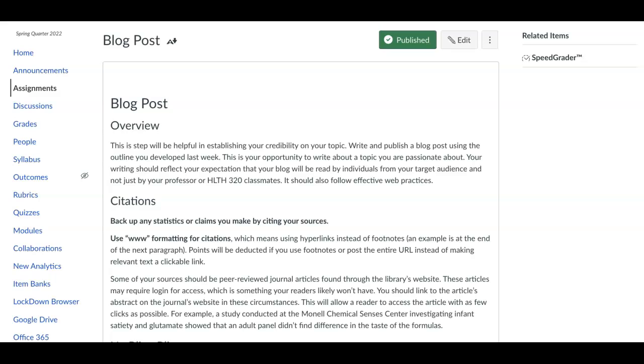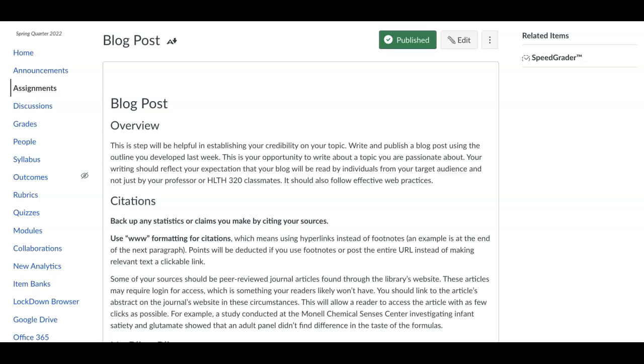So if you want to take a look at an example resources page, you have the opportunity to do so there. Okay, so I am currently on our blog post assignments. I've got some instructions for you here. Your blog post is really a way to, besides communicate information on a topic, also help establish your credibility to your audience. So you're going to write and actually publish a blog post using the outline that you created last week. This is an opportunity for you to work with your group and write about something that you're interested in. Your writing should reflect the expectation that your post is going to be read by individuals from your target audience and not just by me.